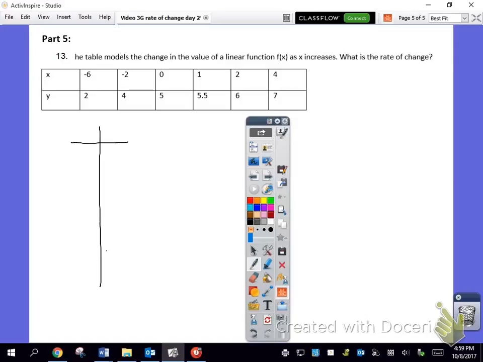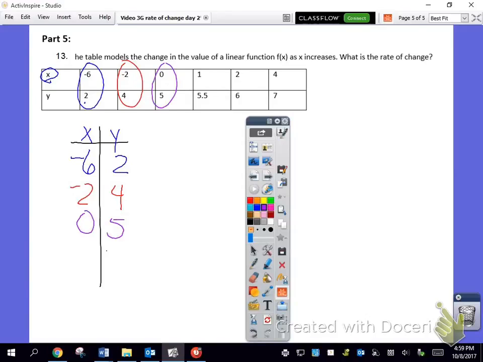So I'm going to take the time to rewrite it. This is my first ordered pair. Notice x is the first column. So I'm going to put negative 6 in the x column. 2 goes underneath the y. Negative 2, 4. Negative 2 is my x, 4 is my y. And I could keep going. 0, 5. Then you've got 1, 5.5. And you have 2, 6. And then the last one is 4, 7.